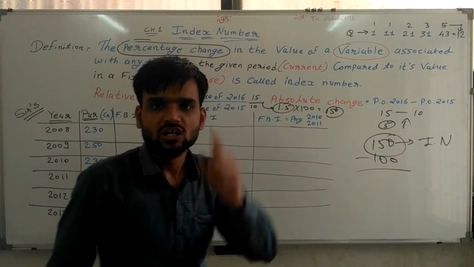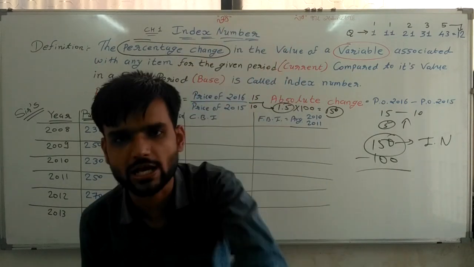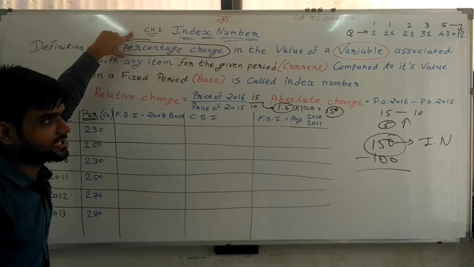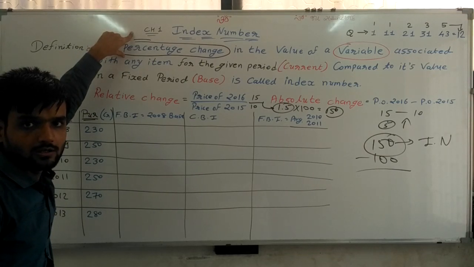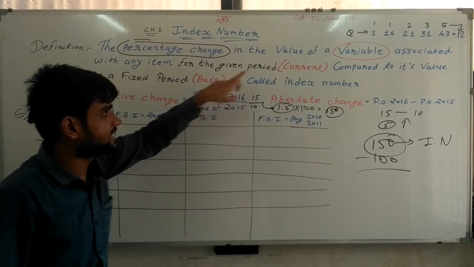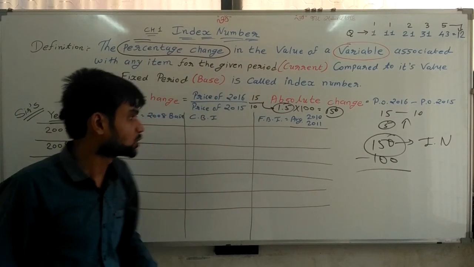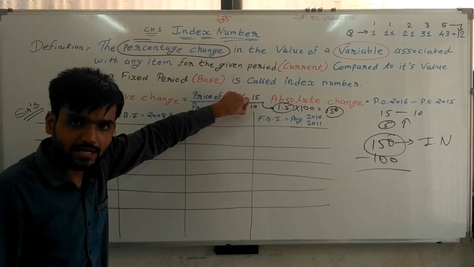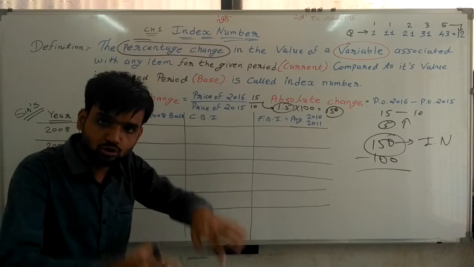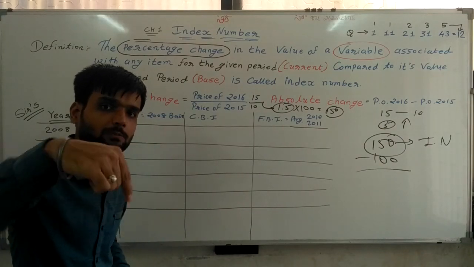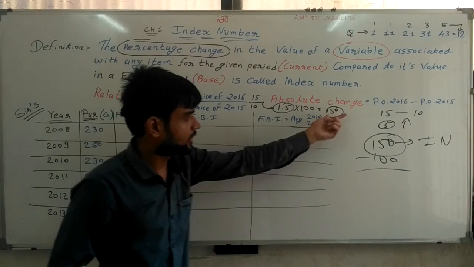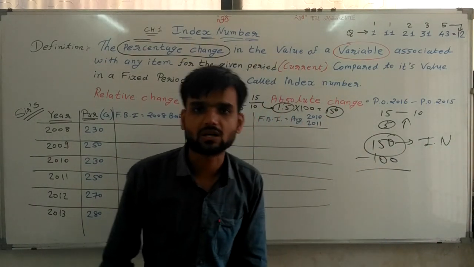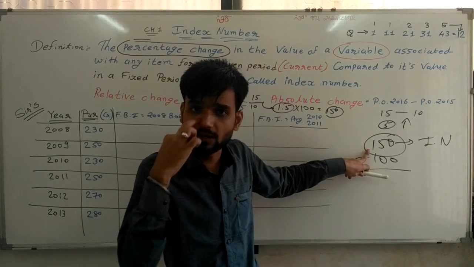Index number means what? Percentage of relative change is called index number. We can say it is the percentage change of what? Current year and base year relative change. So current year price 15, base year price 10, division of it is relative change. And if we need to find percentage, multiply with 100. 150 is the relative change percentage and is called index number. Now, index number is 150.